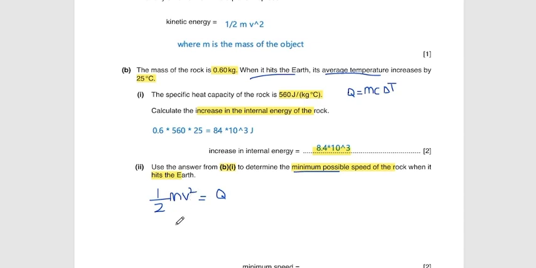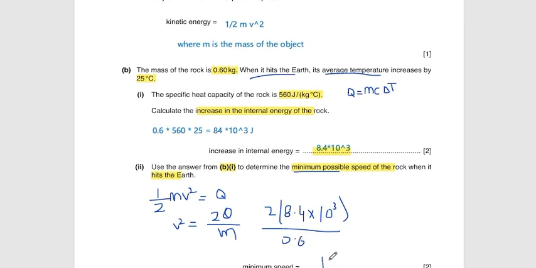So I'll make this the subject of my equation, and I'll say v square equals 2q over m. You have the q, which is 2 into 8.4 into 10 raised to the power 3, over mass, which is given to us as 0.6, and then you take the square root and you will be getting 167, and it says minimum, so you have to round it off to the minimum possible value.